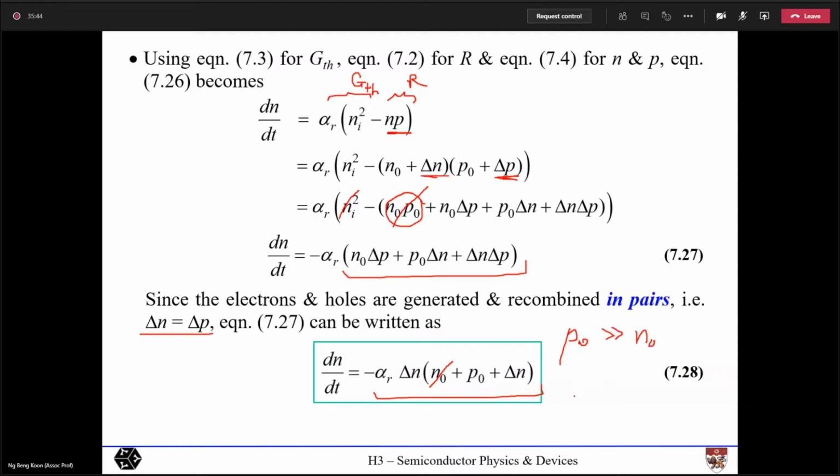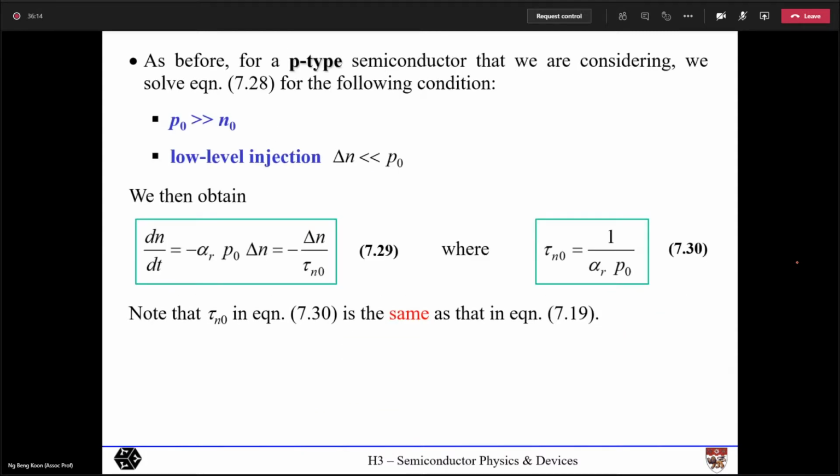The other assumption is that your excess carrier is a low injection condition. The excess carrier is much smaller than the majority carrier p naught. That will imply that the delta n in your bracket is also negligible, leaving us just one term, the p naught. This allows us to simplify our first order differential equation to just a single term on the right hand side. So we have just minus alpha_r p naught delta n.